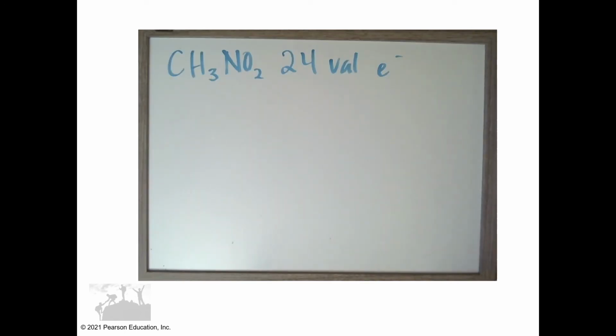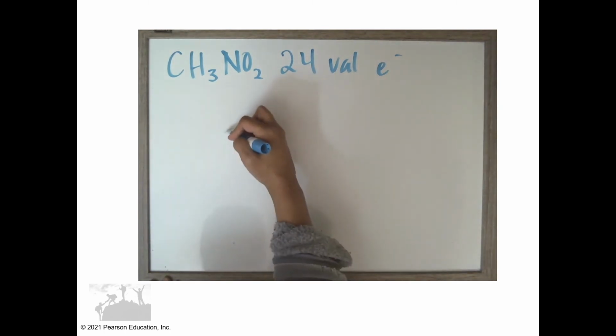We have CH3NO2. We're going to draw the resonance structures for this compound. We know that this compound has 24 valence electrons. So now let's go ahead and draw out the skeletal structure. Carbon is going to be in the middle. It's the least electronegative atom here. And we know that hydrogen is supposed to be terminal. So let's just draw that portion out right now.